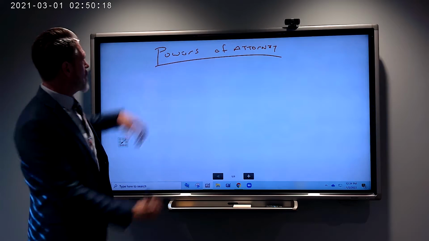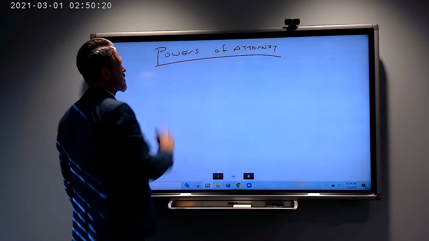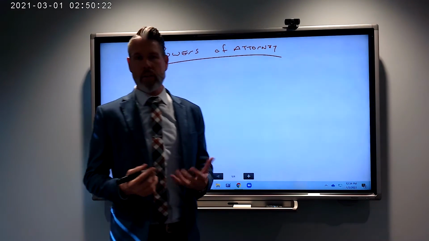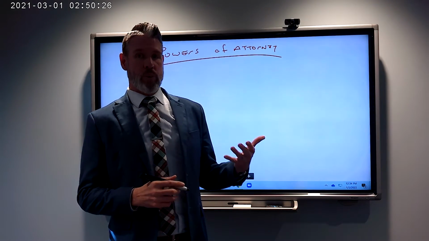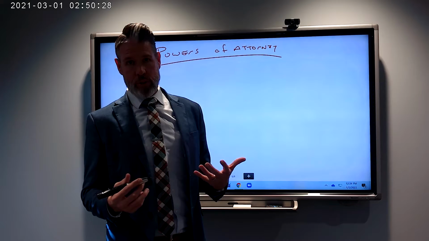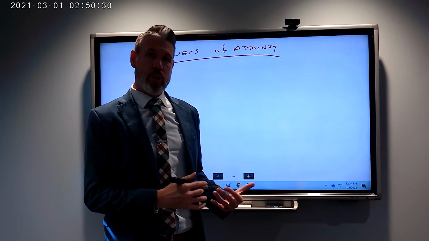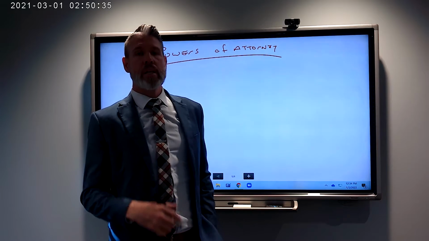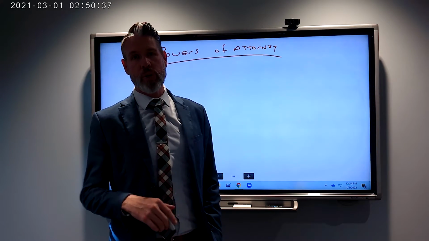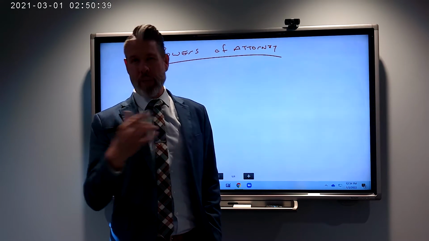So let's start with the basics when it comes to powers of attorney. A power of attorney is a legal document that your estate planning attorney would create for you. You are called the principal. That's the person that's actually creating the power of attorney. And your agent is the term that we use for the person that you're appointing to act on your behalf. Typically, we're going to create a power of attorney for you in the situation that you become incapacitated.